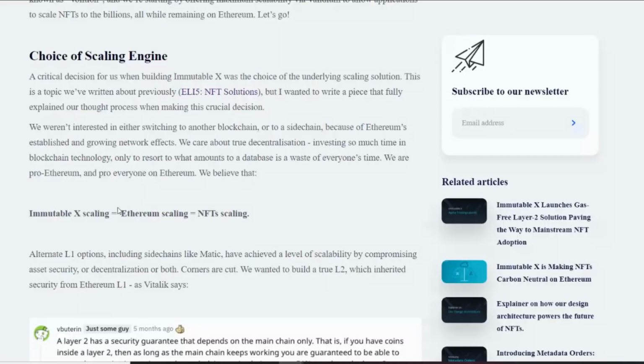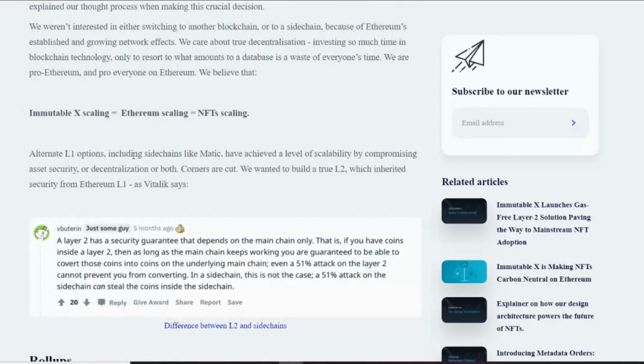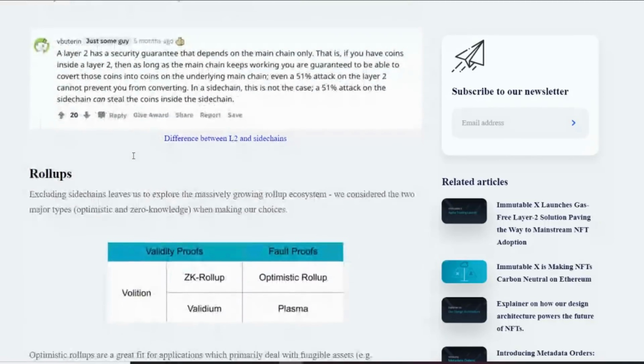We know that Immutable X has partnered with other companies as well. One of those is Epic.gg. People have been messaging me about Epic as a potential competitor for VeVe. So that is pretty cool. I know they don't do exactly the same thing as VeVe. They're more in the game space, but they are classed as collectibles technically.